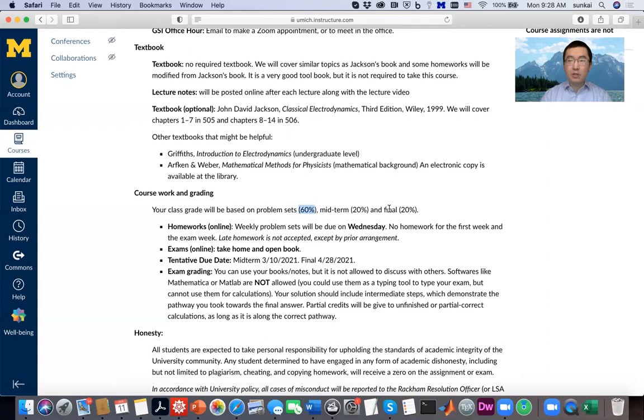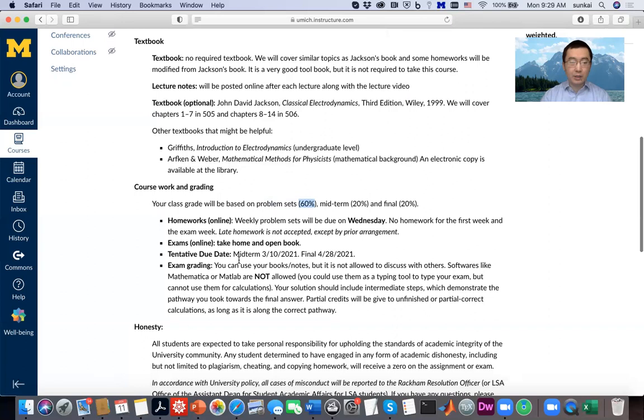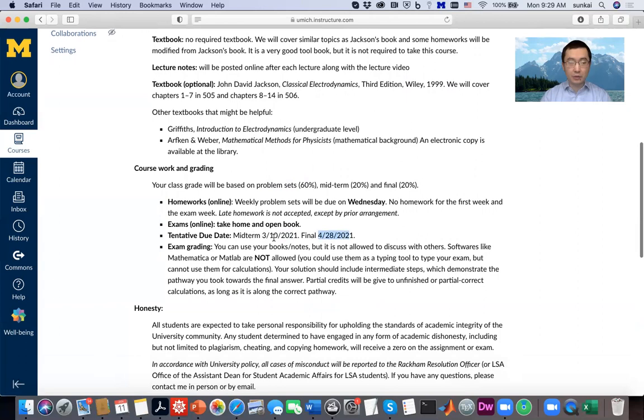So this semester, both of these two exams will be online, take home and open book, okay? You can use any of your reference books and your lecture notes, okay? And it will be following roughly the same procedure as the homework. Okay. So the midterm and the final exam will each count 20% of your total grade. Okay. And for the schedule of the midterm and the final exam, we are planning to have the due dates on March 10th and April 28th. Okay. So that's a tentative due date for the midterm and the final exam.